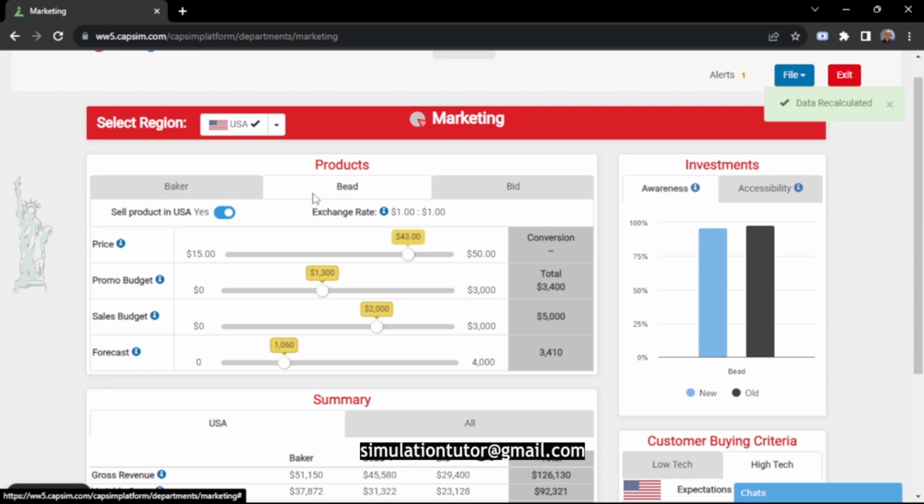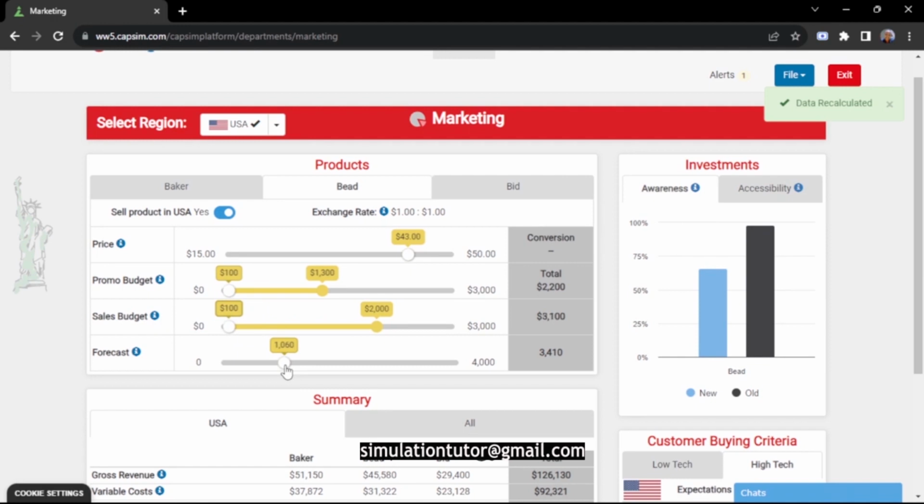So the next product is Bid. With Bid, if I look at both my accessibility and awareness, they were almost 100%. So also I'll not touch my pricing. I'll reduce my promo budget to 100. I'll also reduce my sales budget to 100.